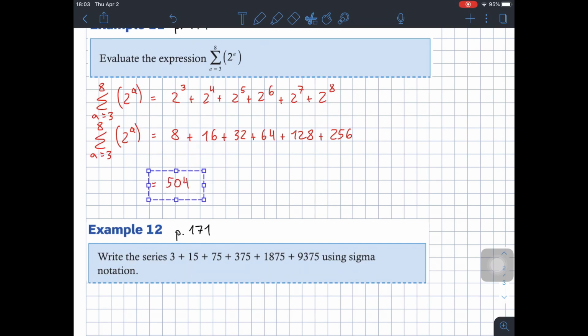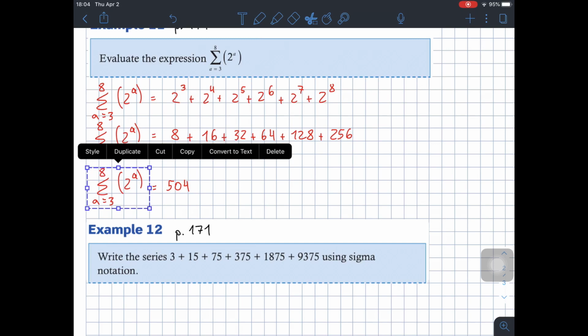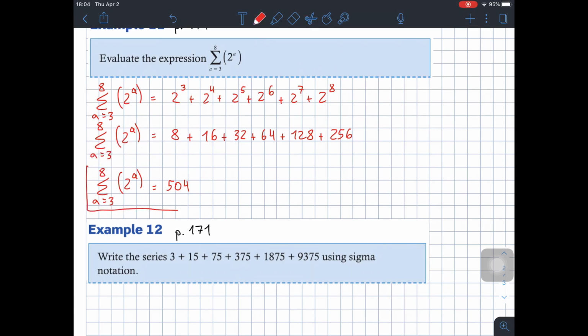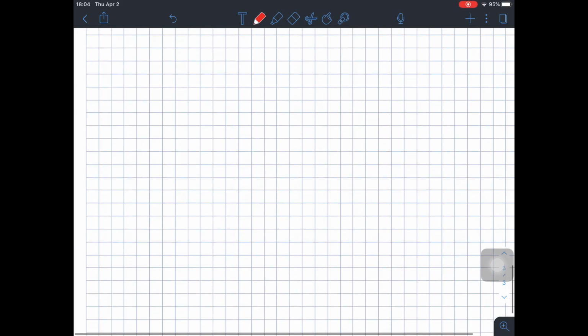So I'm going to put this down here. I'm going to duplicate this to write the full answer. Okay. There you go. Then, example number 12, I think, yes, this is the last one.